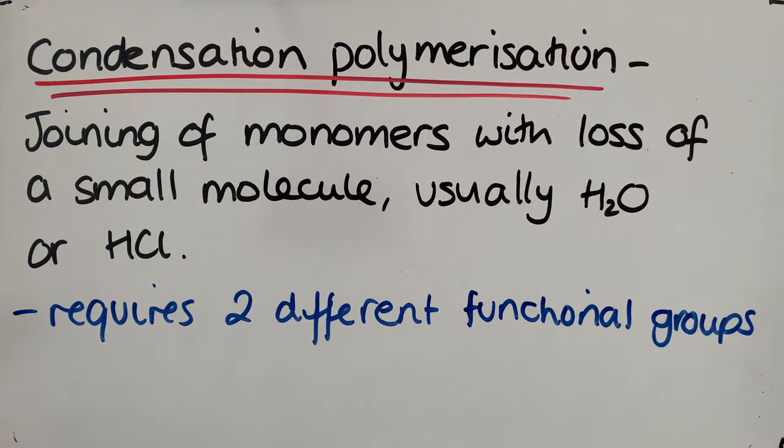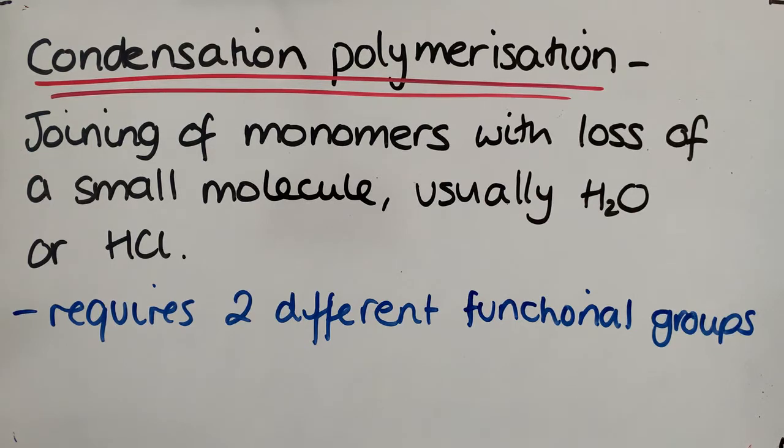So addition polymers are where we join together lots of alkene molecules. We're now going to have a look at condensation polymers. Condensation polymerization is where we join together monomers and we usually lose a small molecule. It's either water or HCl, and this one therefore requires two different functional groups. Addition polymers only require alkenes. Condensation polymers require two different functional groups.